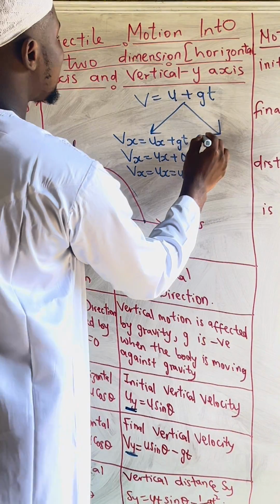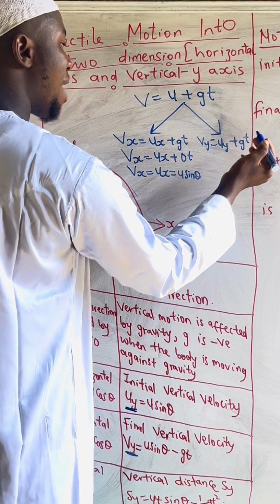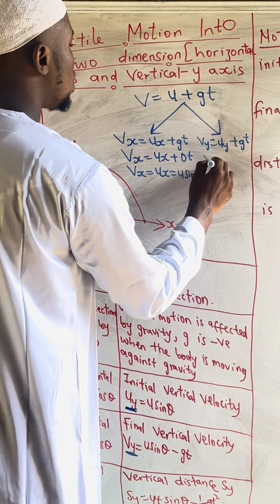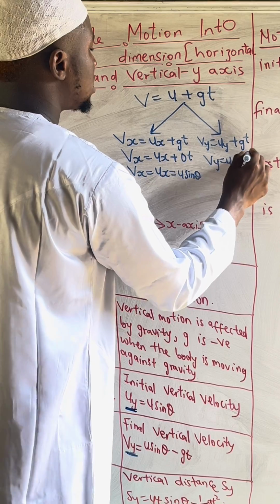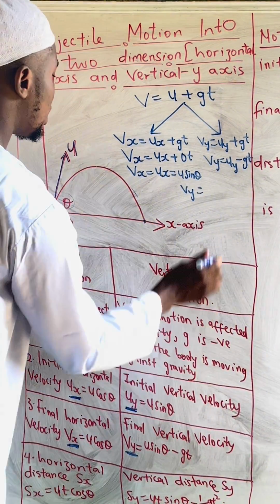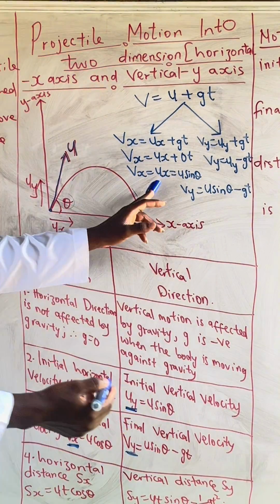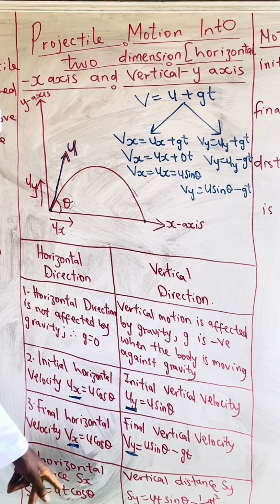But for my Vy, this simply means that my Vy will just be equal to what? Uy plus gt, right? So if it is moving against gravity, the g will be negative. So it becomes Vy is equal to Uy minus gt. So therefore, guys, since my Uy is originally U sin theta, Vy is equal to U sin theta minus gt. So that is why the formula is like that. So note that whenever an object is moving in the horizontal direction, it's not affected by what? Acceleration due to gravity.